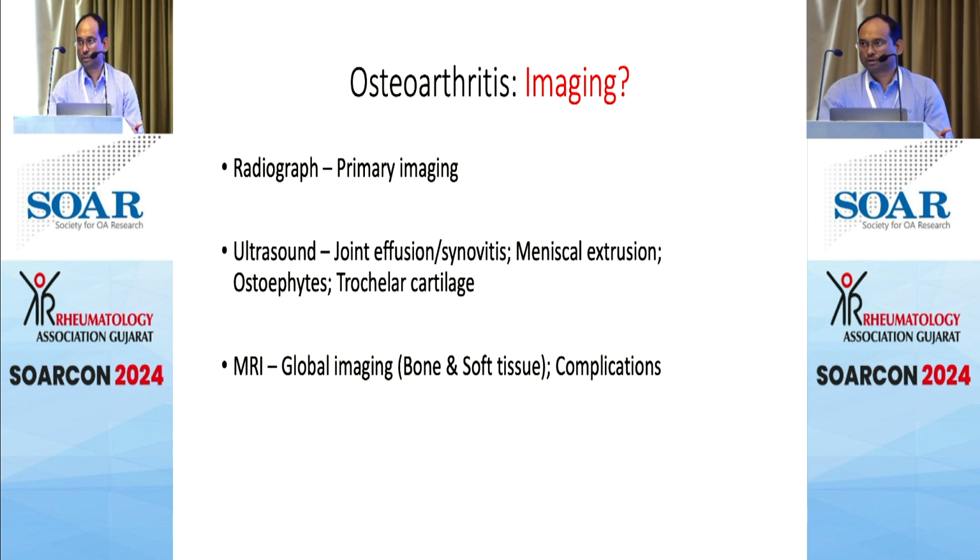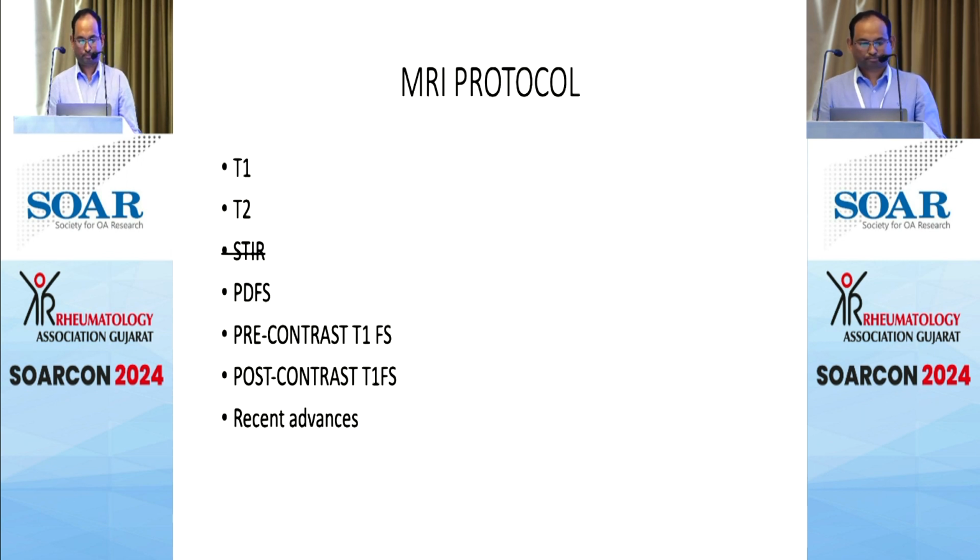Joint effusion, undoubtedly, is one of the things for which we don't need an MRI. Even synovitis, and meniscal extrusion, which is one of the earliest signs of osteoarthritis, we can see on ultrasound. Osteophytes are very nicely seen, and even the trochlear cartilage can be well assessed. We don't need MRI for these, but MRI has global imaging power where we can see the marrow, the synovium, and other structures like the meniscus and ligaments, and yes, the complications.